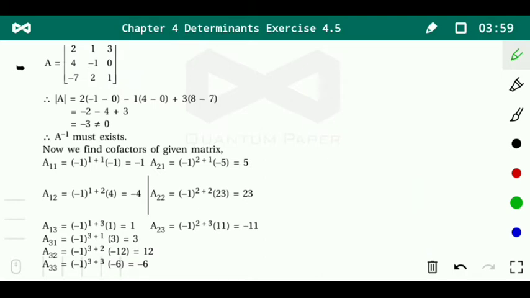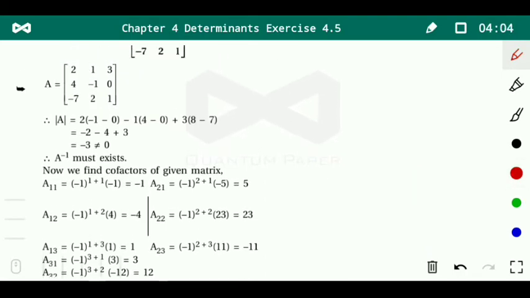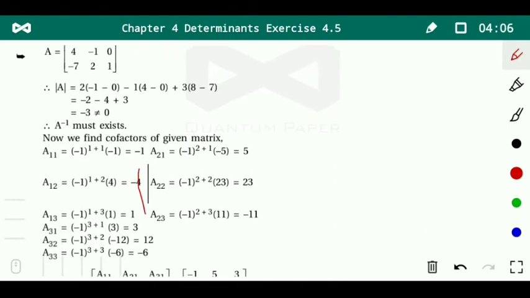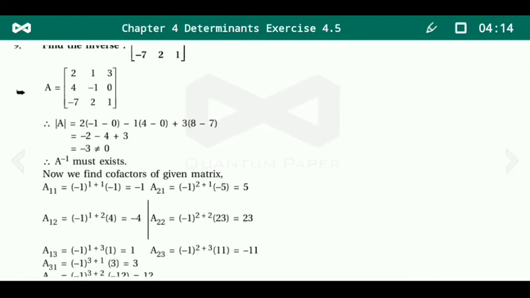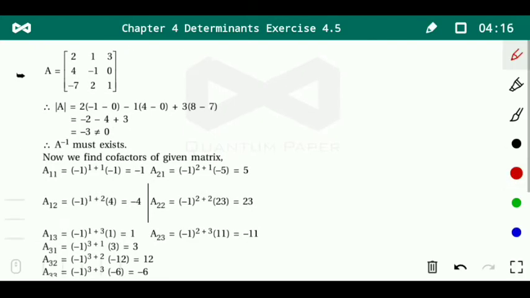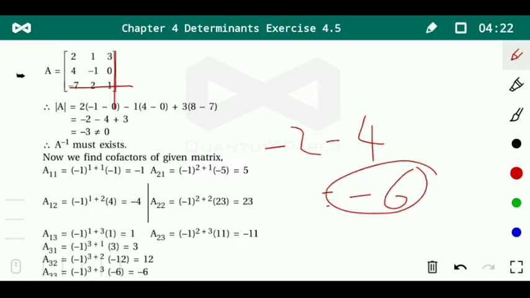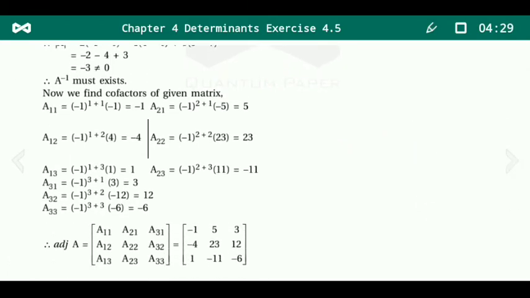Next and last we have to find the value of A33. We remove the third row and third column. So 2 ones are minus 2, minus 4 ones are 4, so it will be minus 6, and multiplying with the sign for A33 means it will be positive, so the answer is minus 6.